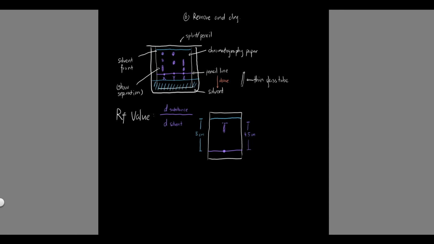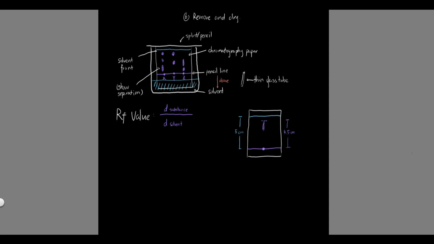Now, to calculate the RF value, it's very easy. You just do substance over solvent. So in this case, 4.5 cm over 5 cm, which gives us 0.9. I'll write it in color so that it's easier to see. So this 0.9 is the RF value.